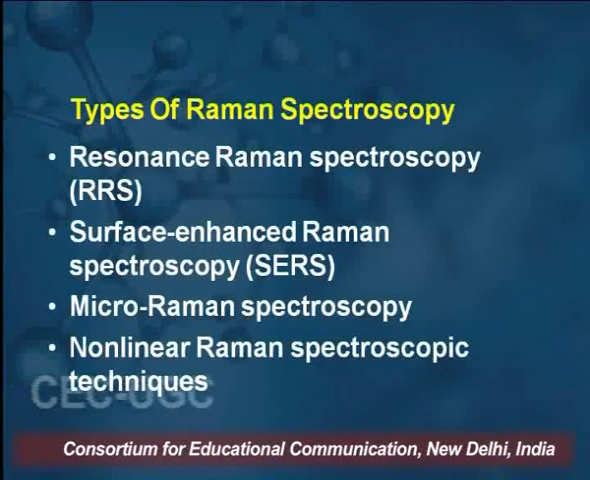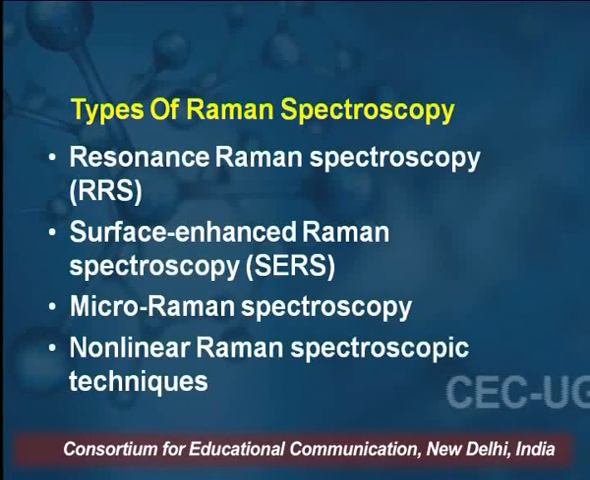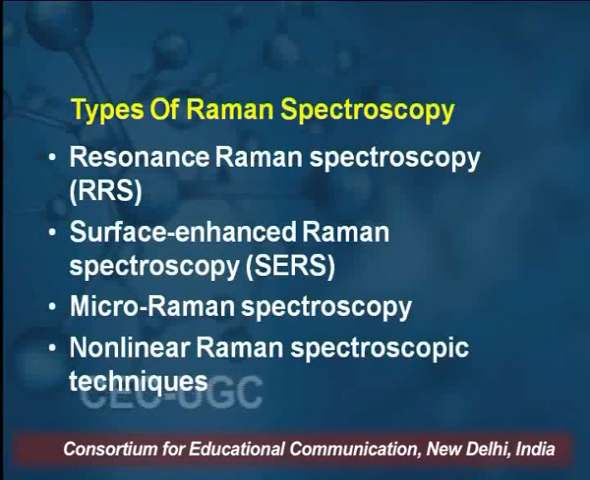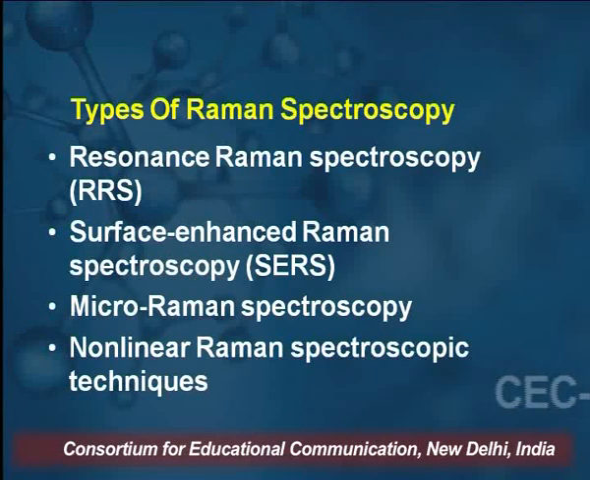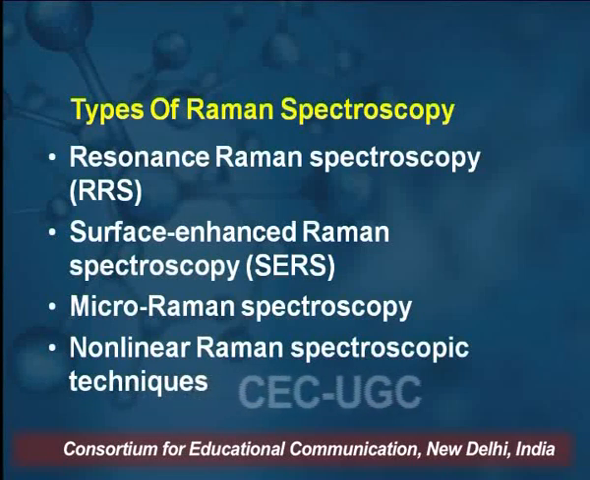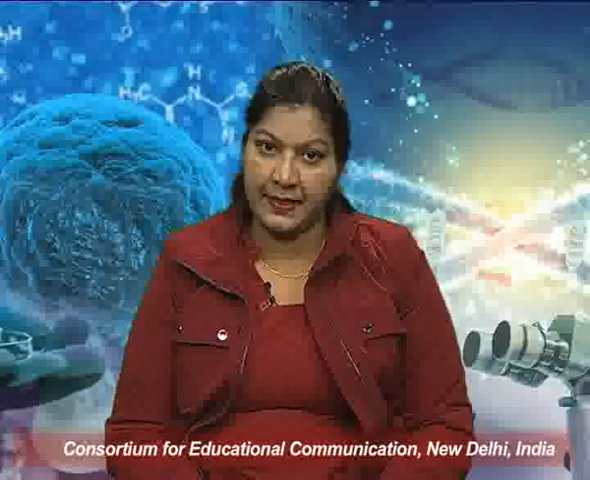Types of Raman spectroscopy. There are various types of Raman spectroscopy. First, the resonance Raman spectroscopy, that is RRS. Second is the surface enhanced Raman spectroscopy, that is SERS. Then micro Raman spectroscopy, and nowadays we deal with non-linear Raman spectroscopy techniques. So these are the various types of Raman spectroscopy to characterize the material. We will discuss briefly all the different Raman spectroscopies.